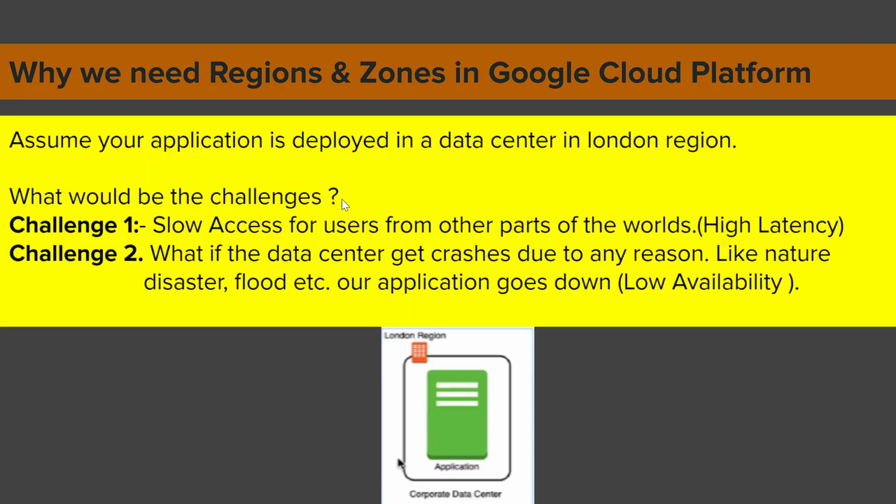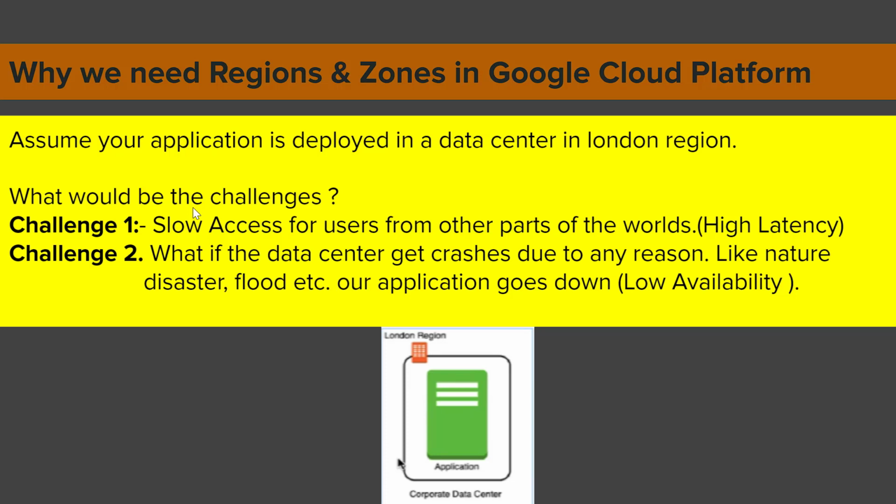Let's talk about why we need regions and zones in Google Cloud Platform or any public cloud. Assume your application is deployed in a data center in the London region. What would our challenges be in that case? Challenge one: slow access for users from other parts of the world. Let's suppose a user sitting in Delhi or Mumbai would have high latency, and their application would have slower access.